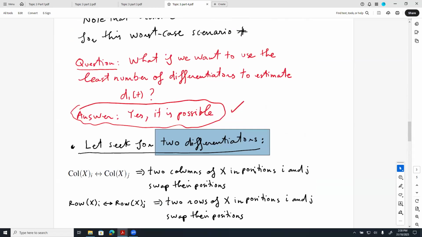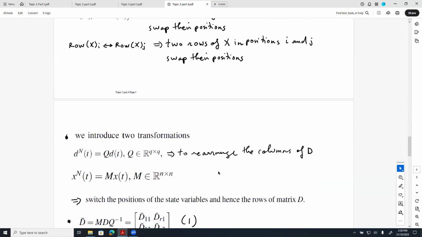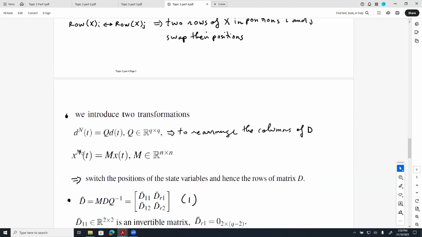It's a matter of rearranging the columns, rearranging the rows, and through these transformations. So it is important that we have two transformations. One is associated with the state vector, and the other one is associated with the unknown input vector.